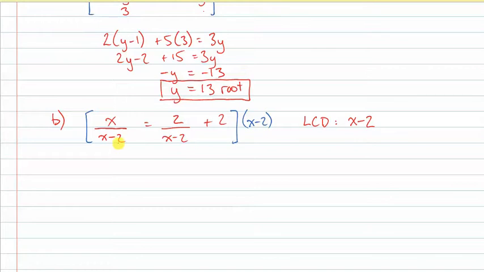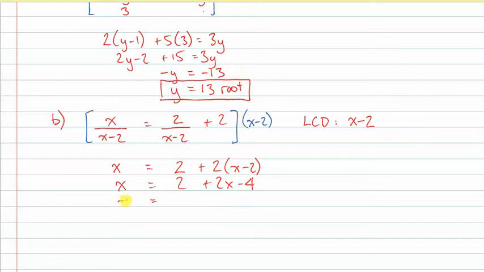Because this and this denominator are identical, they're the same factor as each other, multiplication is going to cancel them, leaving the numerator. It's going to be true here as well. I'm left with the numerator. And this term is multiplied. By the way, there were 1, 2, 3 terms. So notice how we had 1, 2, 3 products. x equals 2 plus 2x minus 4.